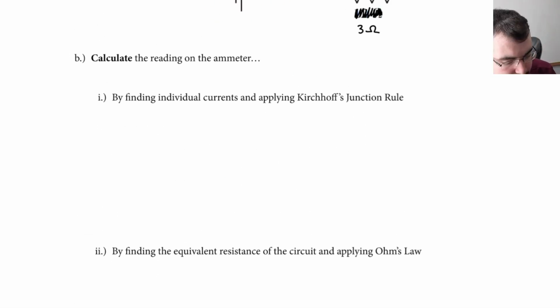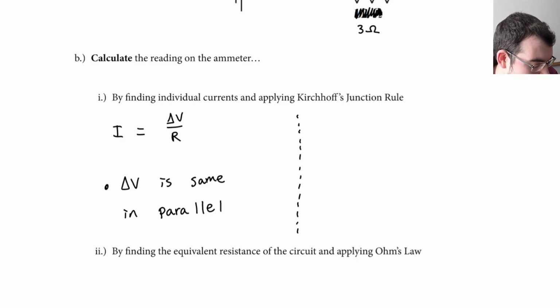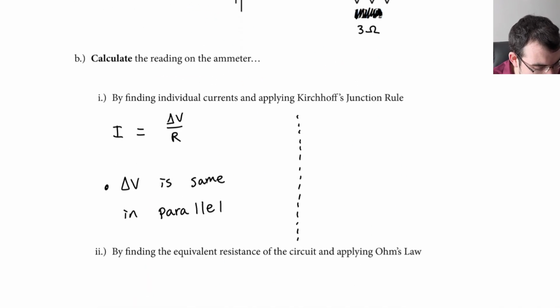So we know that current is equal to delta V divided by R. And we also know that delta V is the same in parallel. This is just a fact. And actually, it's not just the same in this circuit, it's equal to the battery voltage. Our potential diagram should have shown that pretty easily, that this is going to be 12 volts across each.